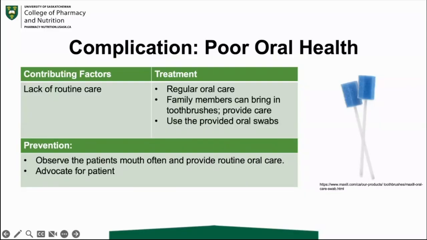Lack of routine care is the number one cause of oral health-related complications. However, the solution is relatively simple. Provide regular oral care. Encourage family members to bring in a toothbrush and help the patient brush their teeth. Alternatively, nurses can also provide oral care with a family-supplied toothbrush or the hospital-supplied oral swabs.